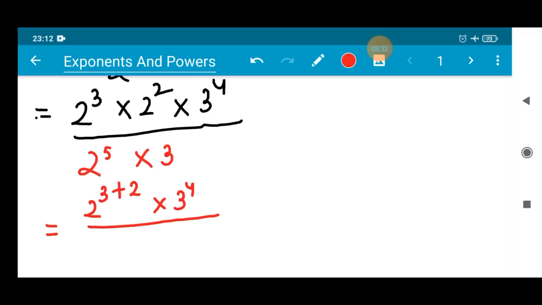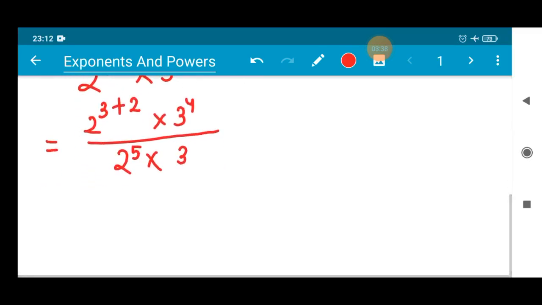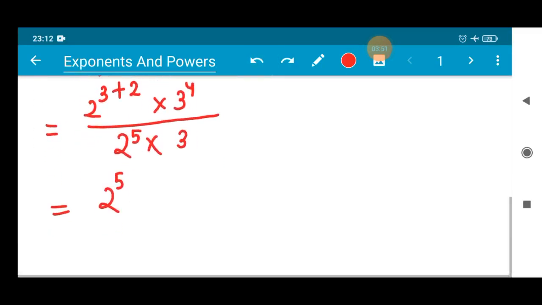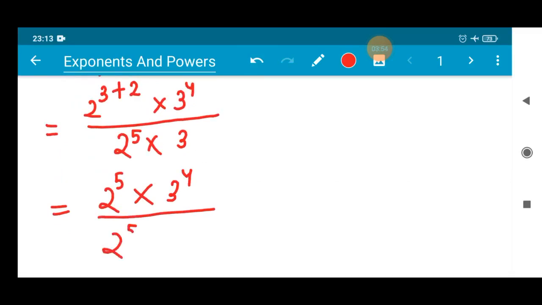I hope you people are understanding the way I am solving this. 2 to the power 5 into 3 to the power 4. Now 2 to the power 5, because 3 plus 2 here is 5. Why have I added? Because they have the same base and the exponents get added as there is a multiplication sign. Okay, now into 3 to the power 4 divided by 2 to the power 4 into 3.